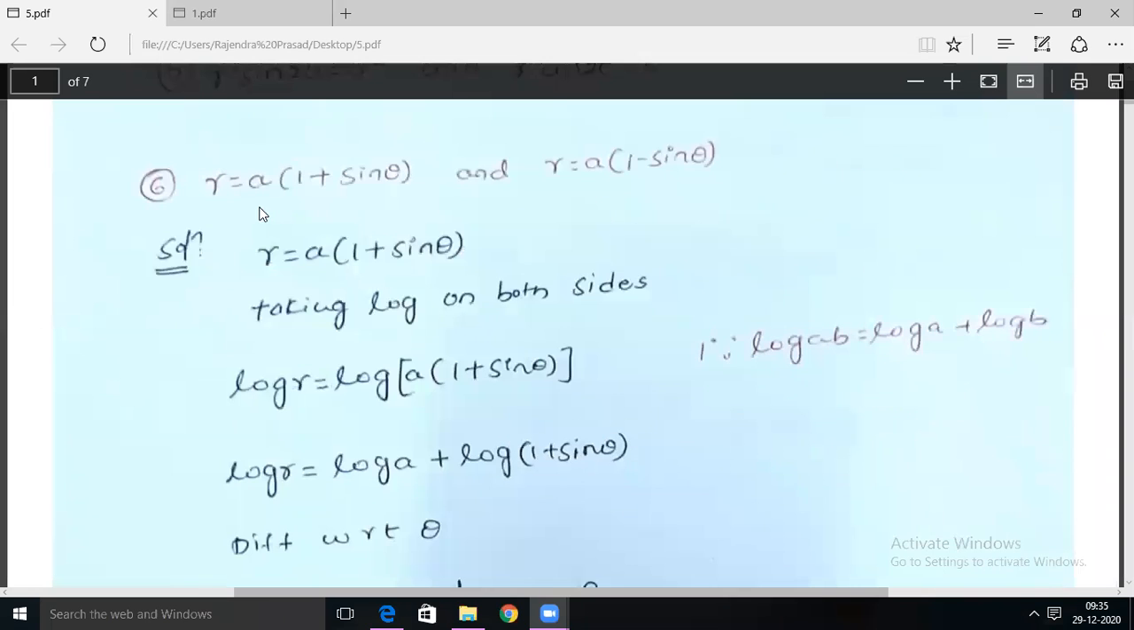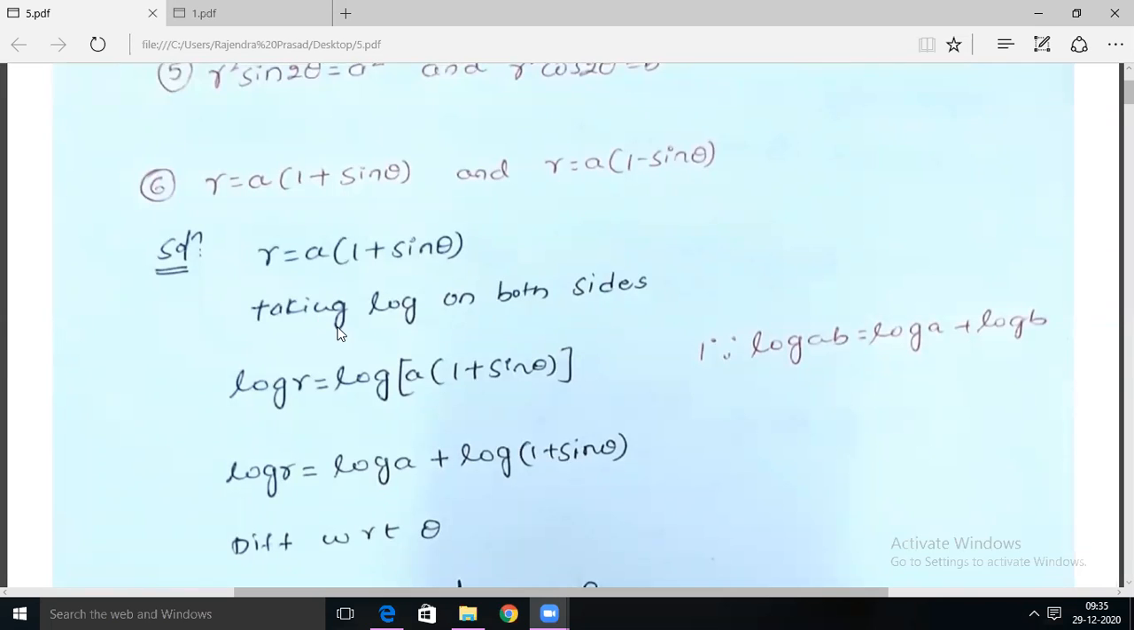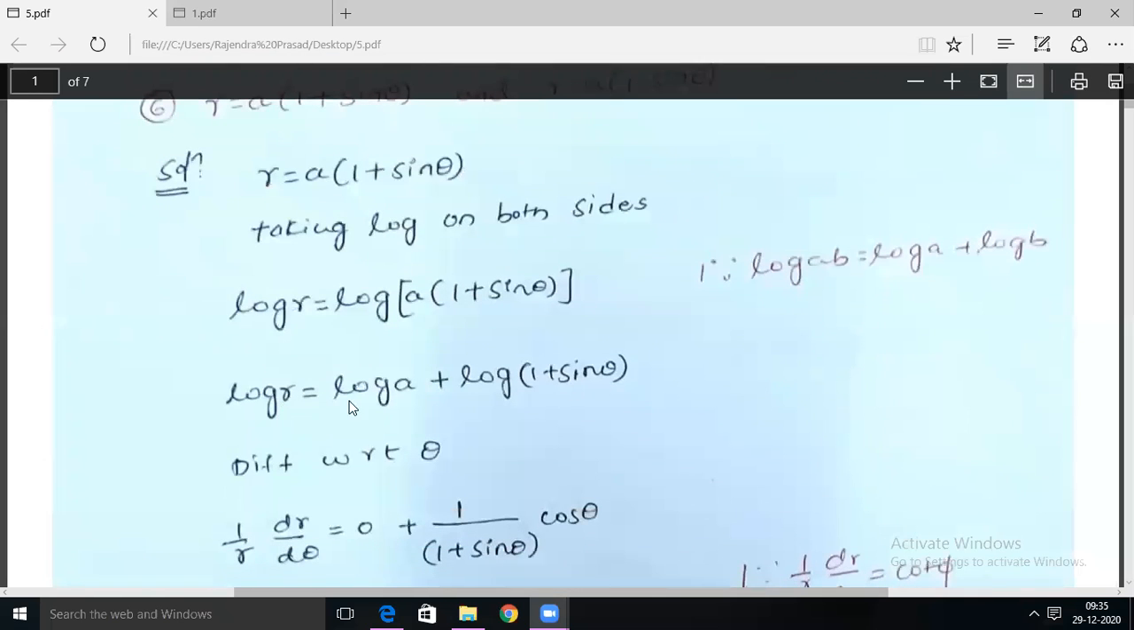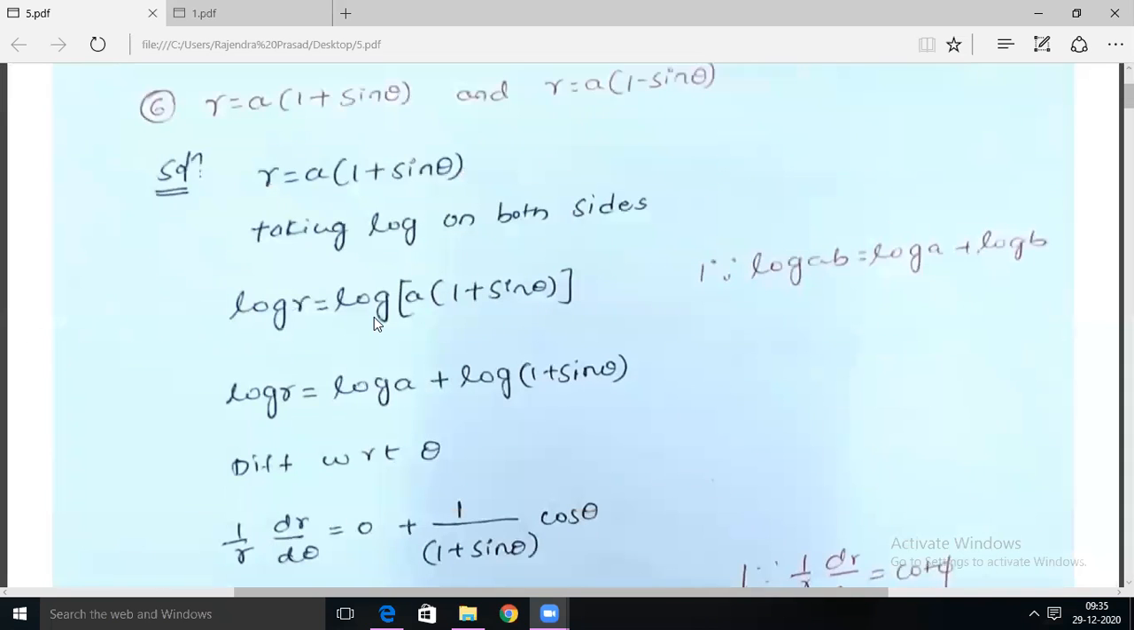Here first we shall take r = a(1 + sin θ). According to the working procedure, taking log on both sides, log r = log of a(1 + sin θ). This is of the form log(ab), and log(ab) = log a + log b. So applying the logarithmic property, log r = log a + log(1 + sin θ).